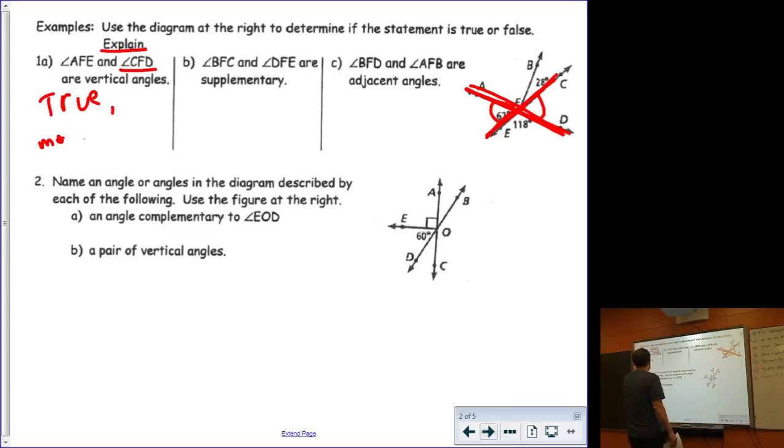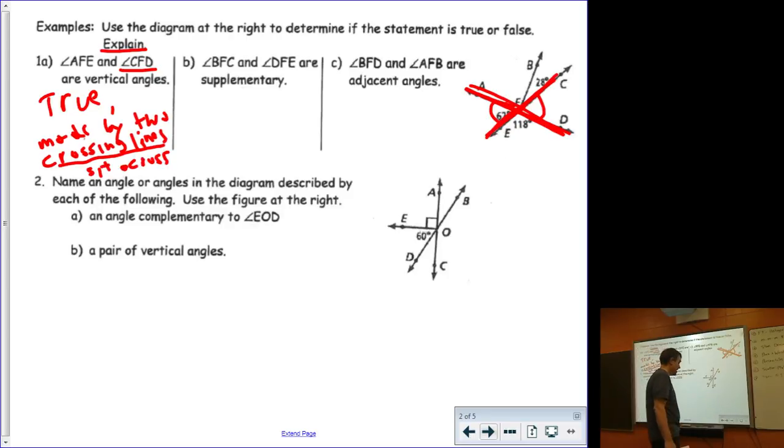If I had to explain, I'd say something like made by two crossing lines and, you know, sit across from each other, something like that. I really don't like the actual geometric definition that well. Two angles whose sides are made by opposite rays.